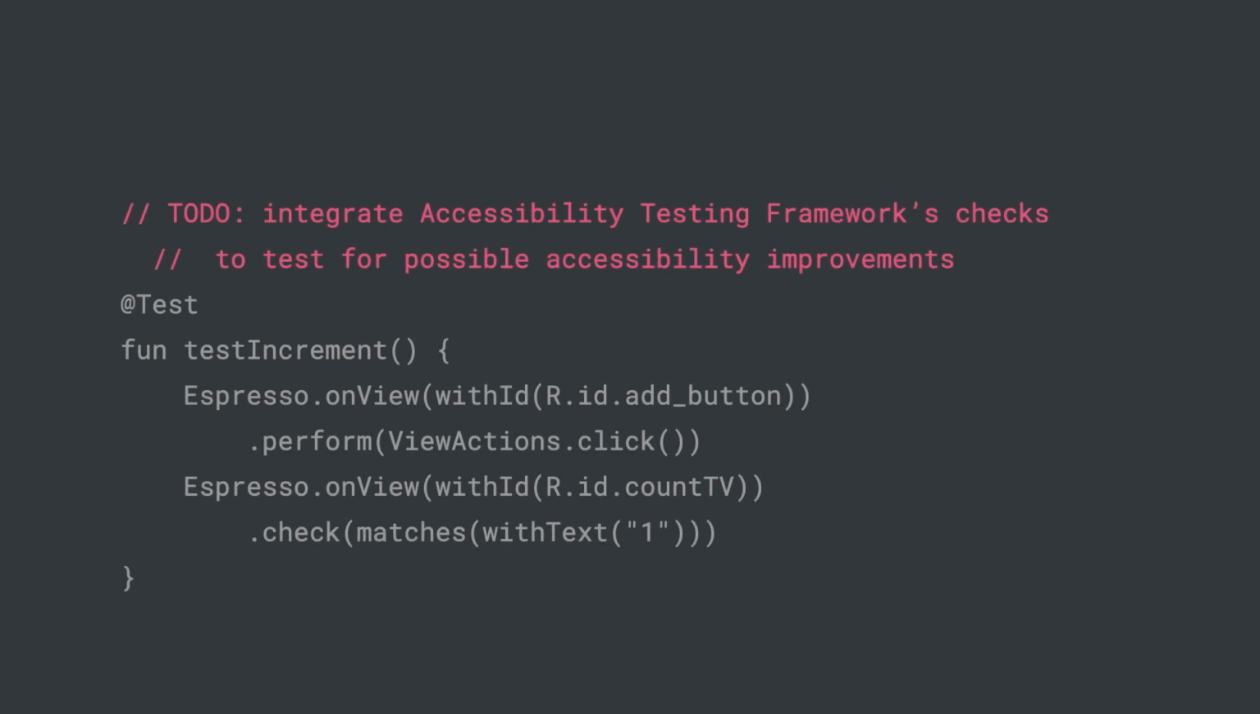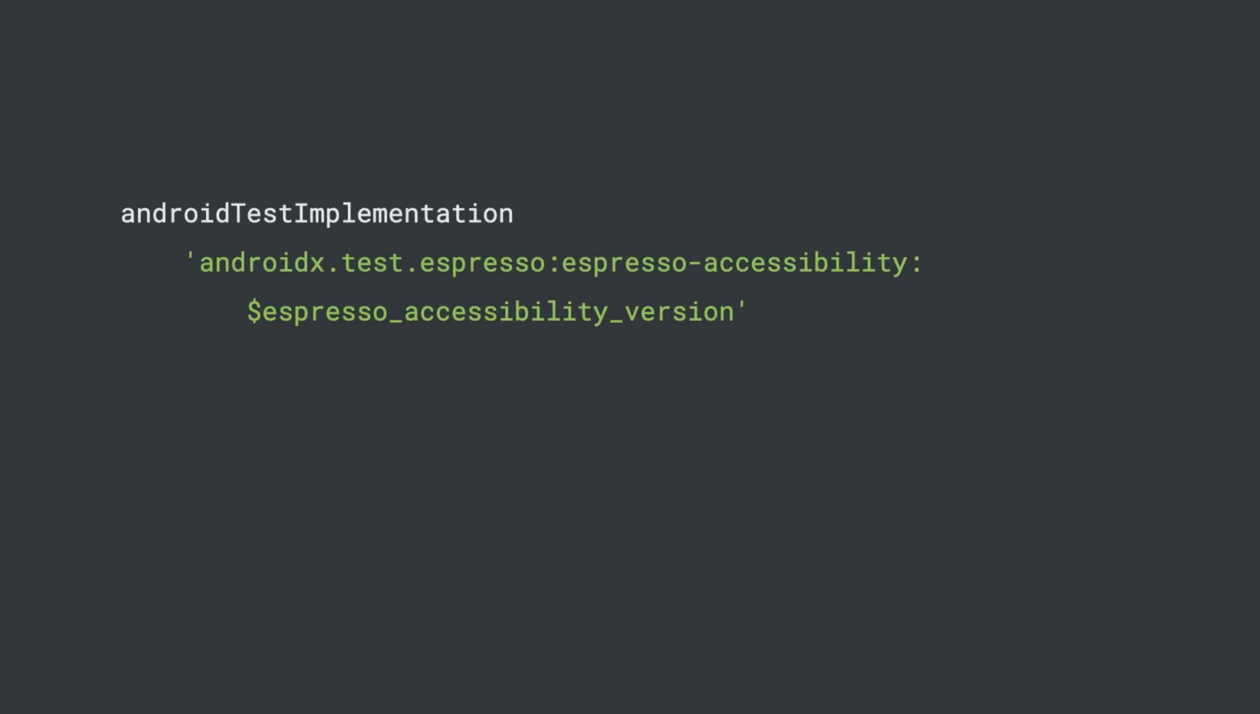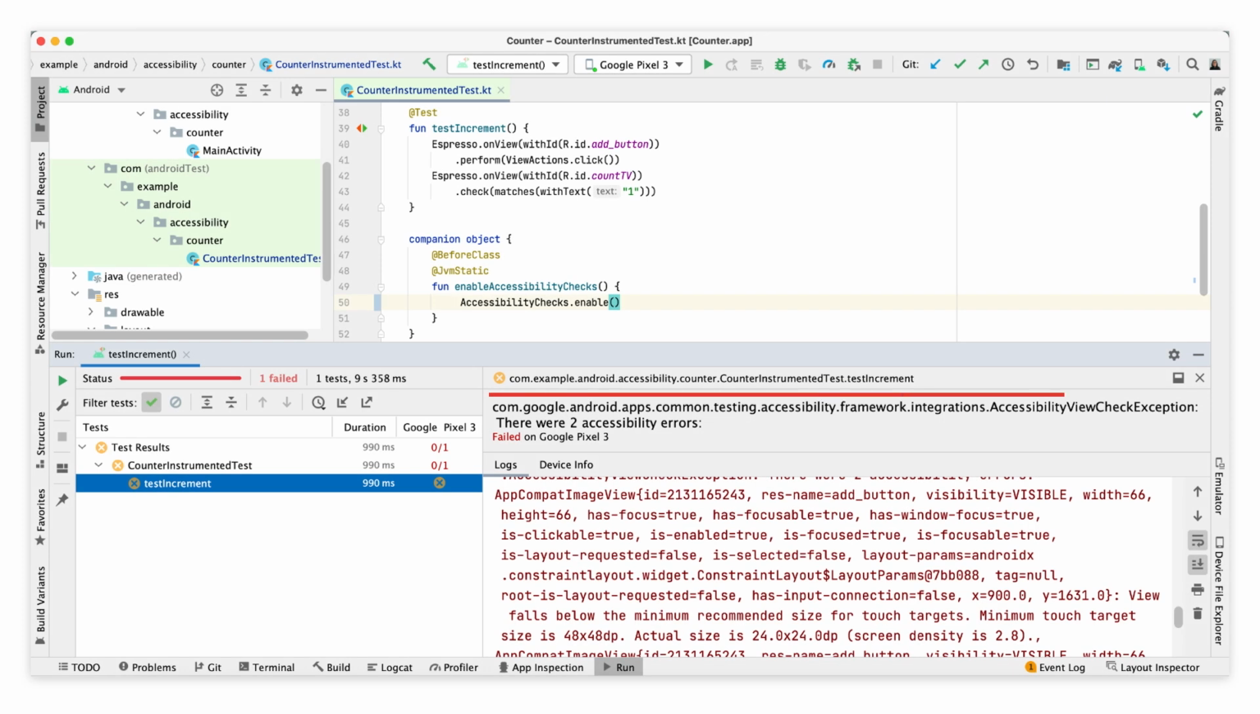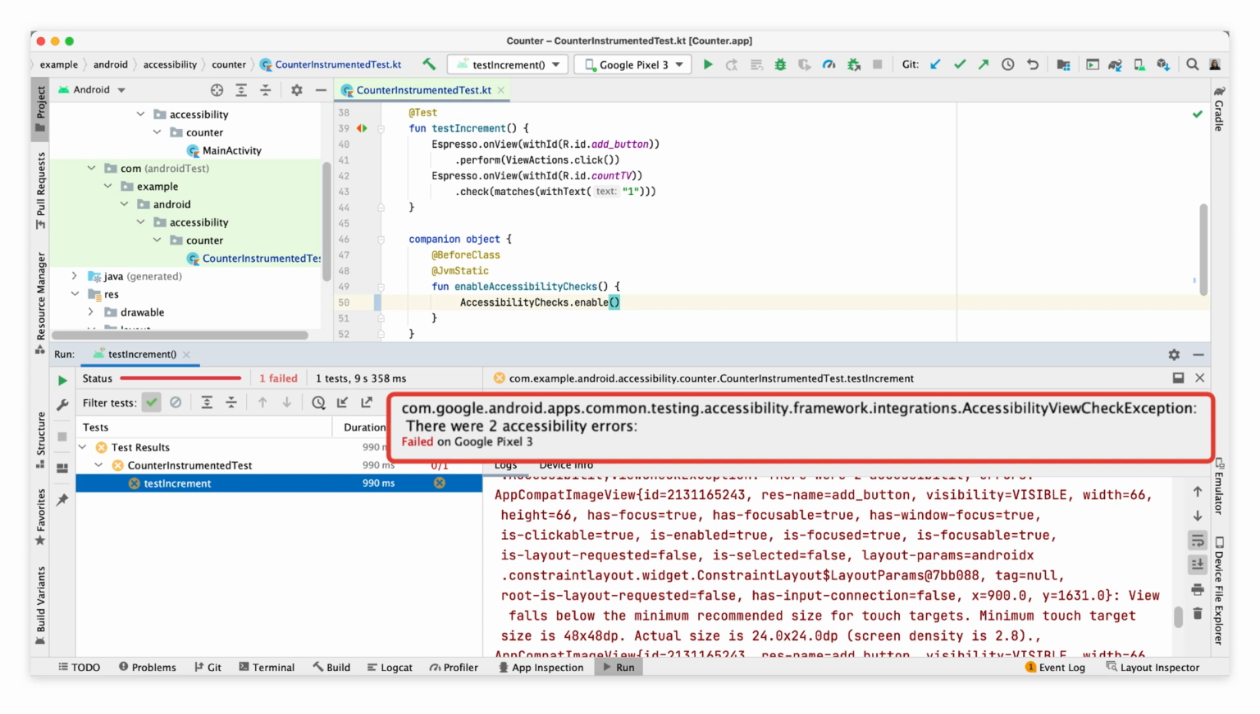Now that you have a better understanding of what the Accessibility Test Framework is and how it works, let's go through the steps to enable accessibility checks in the existing Espresso test. First, you need to add the Espresso accessibility dependency in your build.gradle file. Then, in the existing test class, call AccessibilityChecks.enable in the setup method. Now, let's run the test again to see what results are produced.